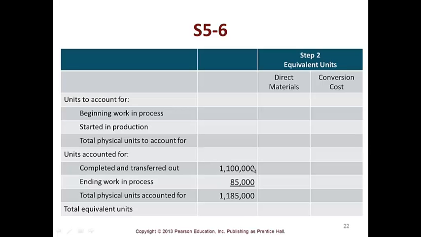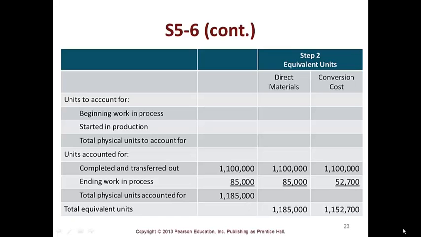Here were your completed and transferred out units, your ending work in process, so your total units to account for are 1,185,000. As you're looking at the direct material and the conversion cost, you must look at the information in the chapter to show you what percent of the conversion cost was left in the ending work in process. So turn to your book and look at S5-6, and they tell you that the 62% had been on its way through the conversion process.